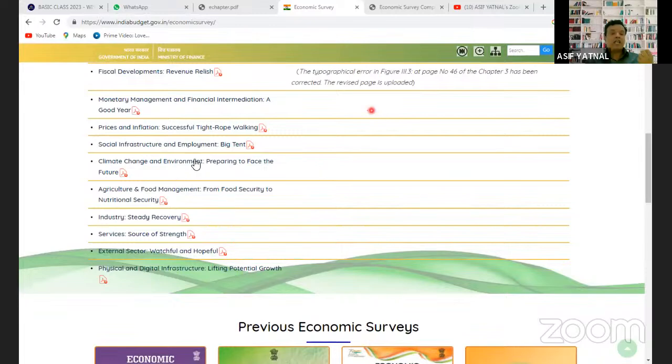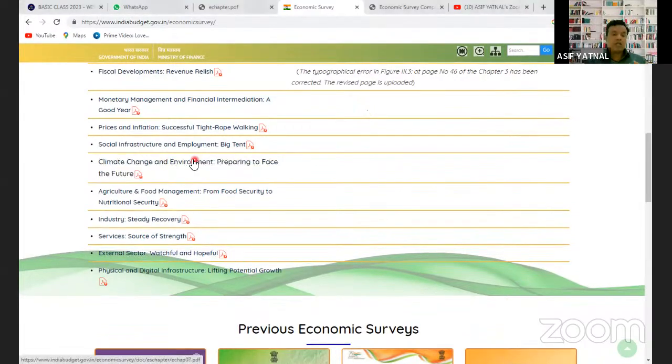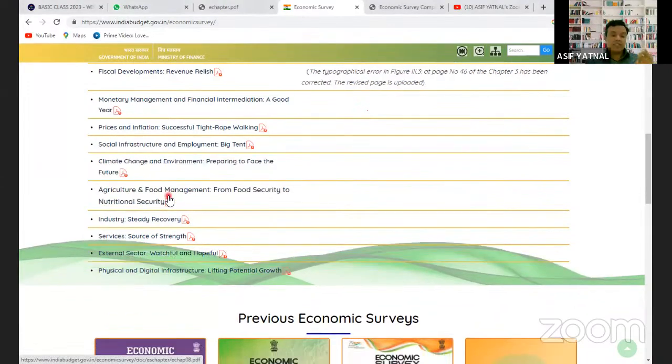So you will see how India, with the help of technology, is trying to address this issue of agriculture and food management. That is what you will come to know. So now we are moving slowly.